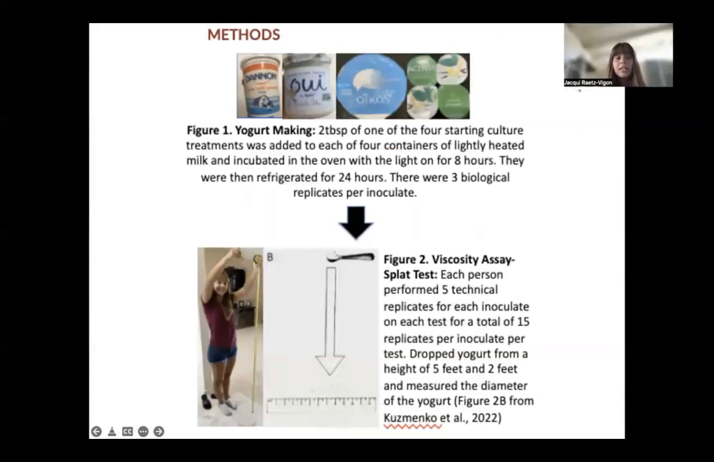The inoculate was then incubated in the oven with the light on for 8 hours and subsequently refrigerated for 24 hours. Each group member did this, providing 3 biological replicates per starter type.